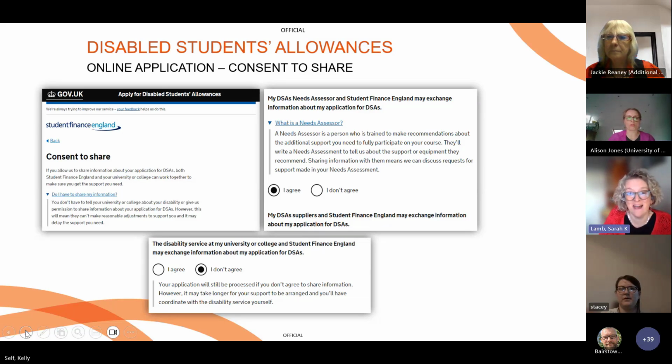Please do give consent to your needs assessor and also to your disability advisor. I think in the second box here we've got this as not agreed. That can make it really difficult, because if I wanted to support you in checking your DSA application, I ring Student Finance England and they won't share information with me, which can make it a bit of a challenge in terms of how we pick up those things if you've got any issues, or you just need a bit of support and working out what stage you are in the process. Next slide, please.